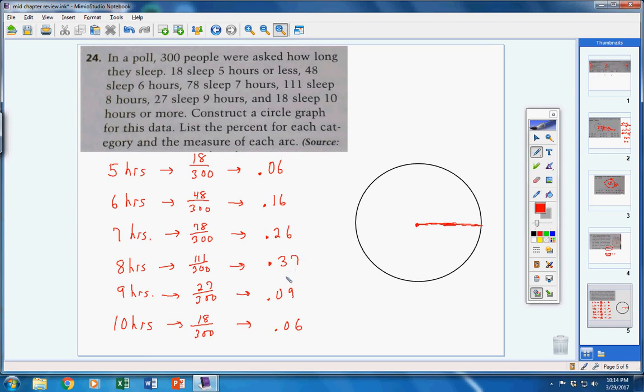Now, is everyone listening? How do I find the degrees? Well, 0.37 is part of a circle. It's 0.37 of the circle. What does of mean in mathematics? Multiply. So take 0.37 times 360, and that will give you the degrees you need. 133.2.